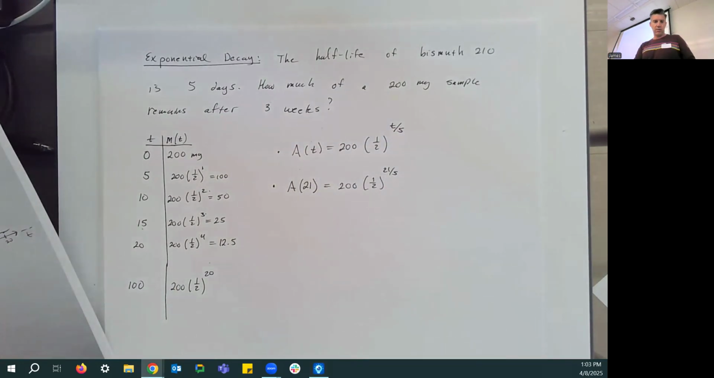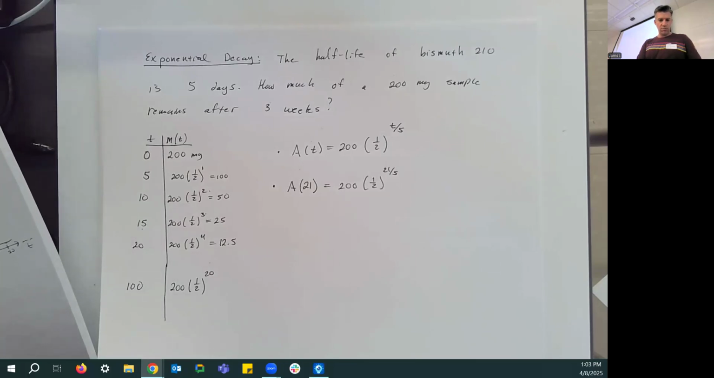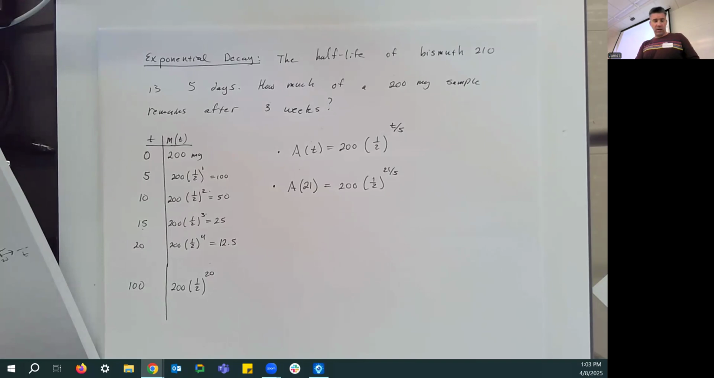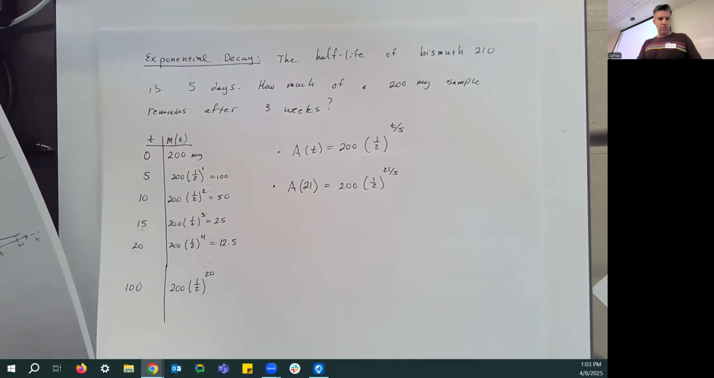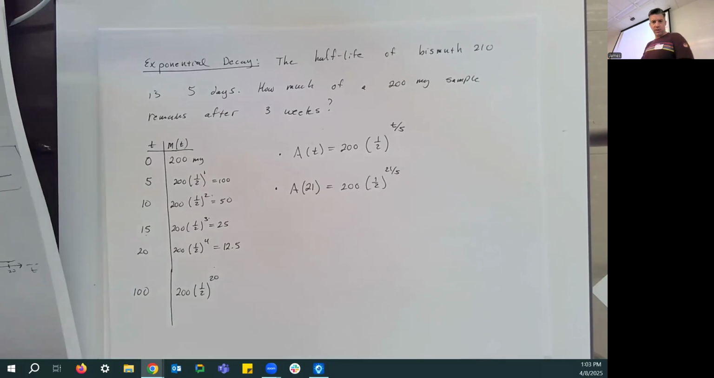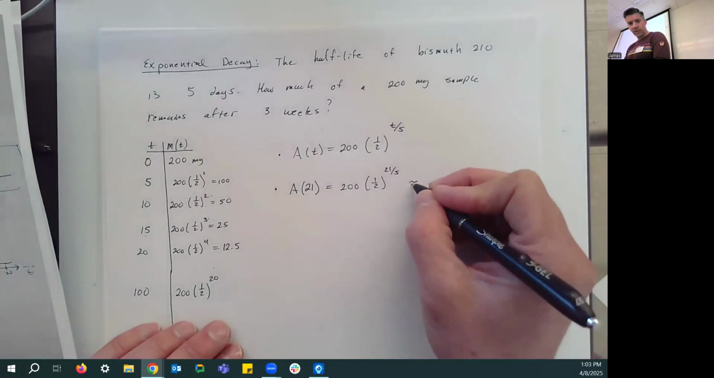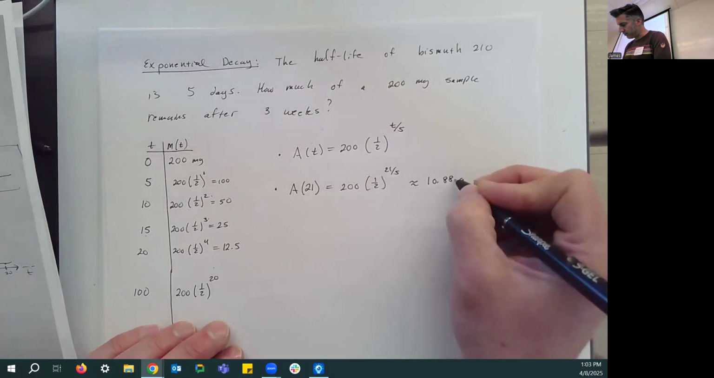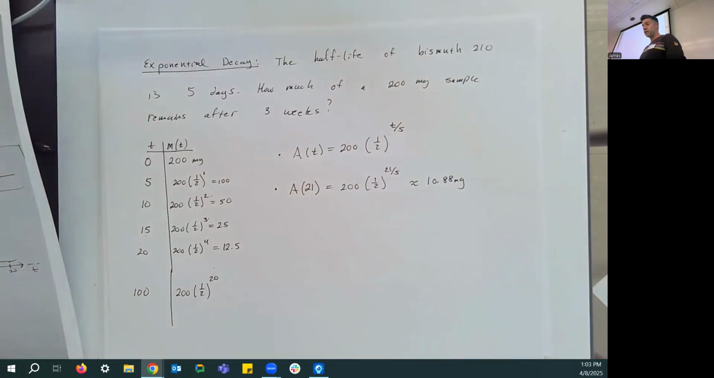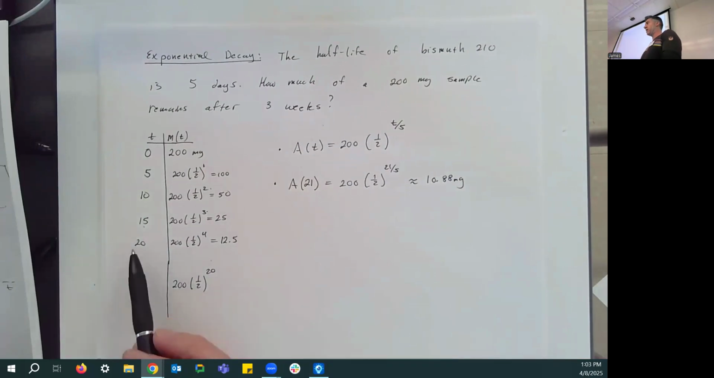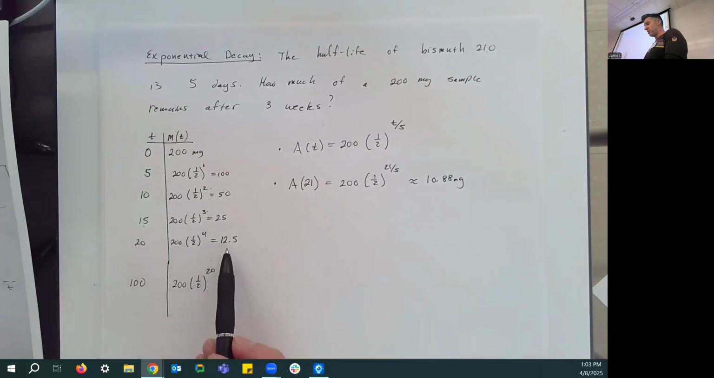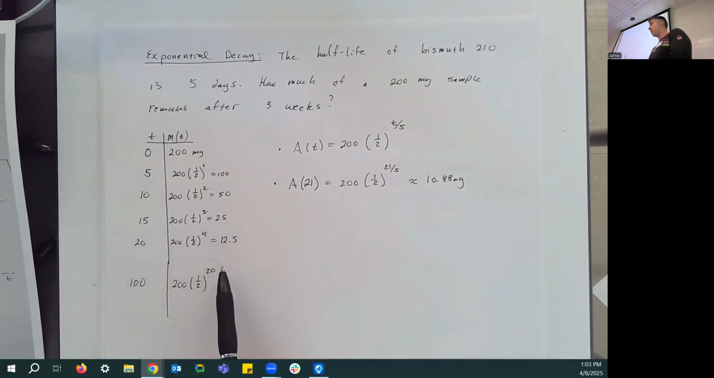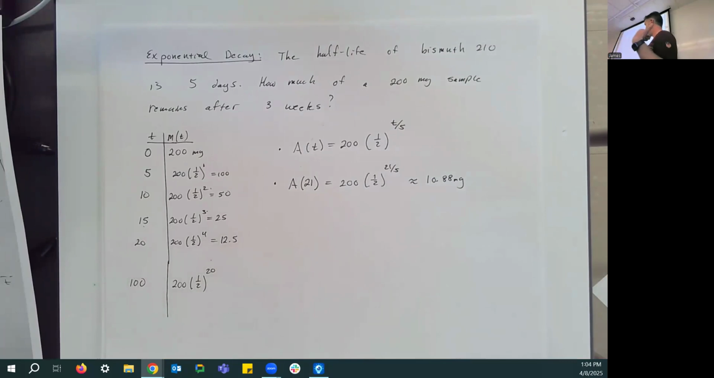That's not where I want to do that, because I actually want to get a number here. 21 divided by 5 is 4.2. So we get approximately 10.88 milligrams. Which seems reasonable based on what we've already done, right? 20 days got us down to 12.5 milligrams, so it seems plausible that another day would get us down to 10.88. We're certainly not out of the realm of plausibility.